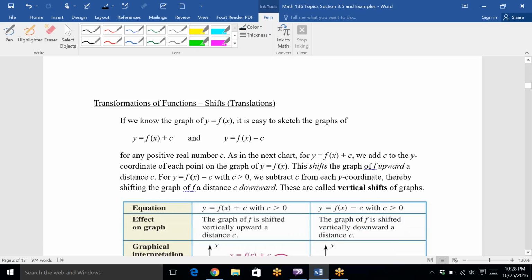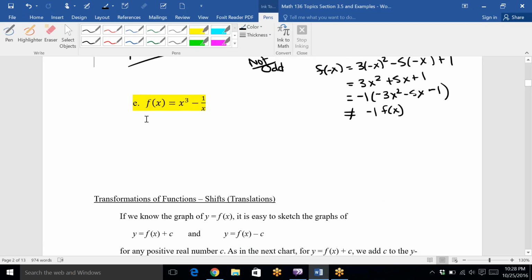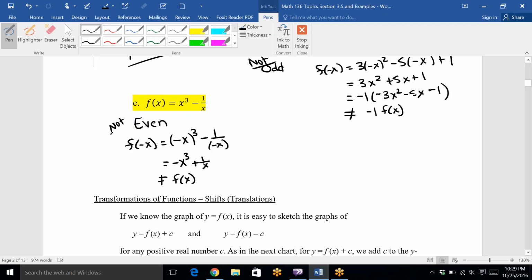Okay, so let's look at E, for the even test. We plug in negative x. That is going to be a negative x down there in that denominator. The negative is kind of hard to see. Let me rewrite that. There we go. Okay, so we cube that. That would stay negative then. And negative times negative would be positive 1 over x. So this is not the original function. So we are not even.